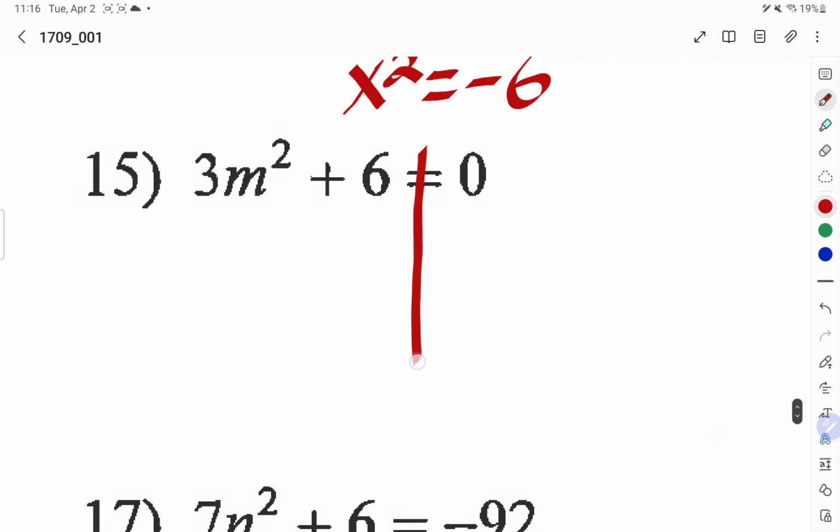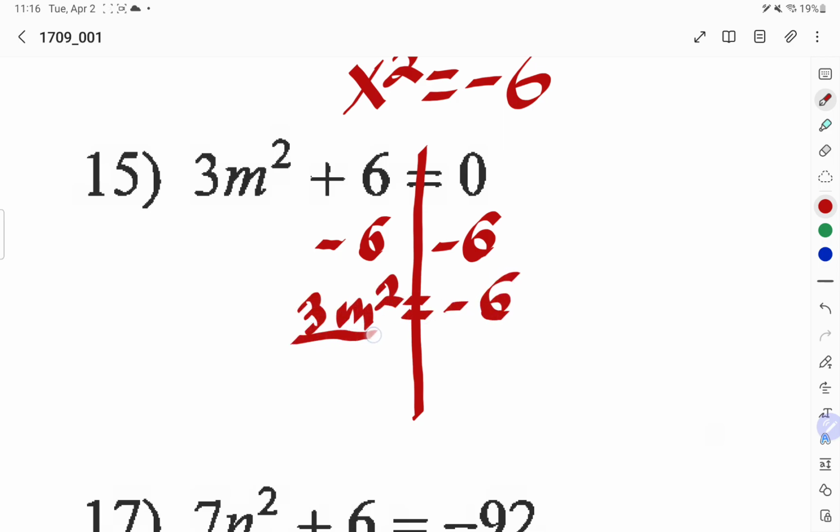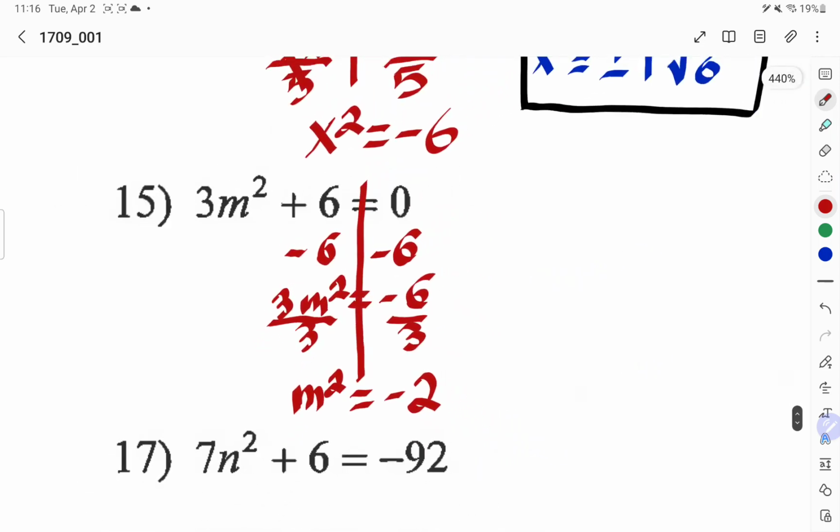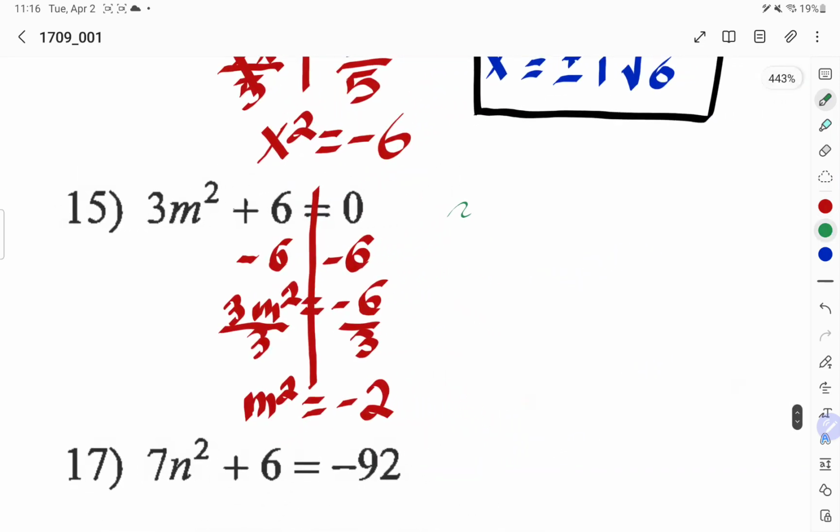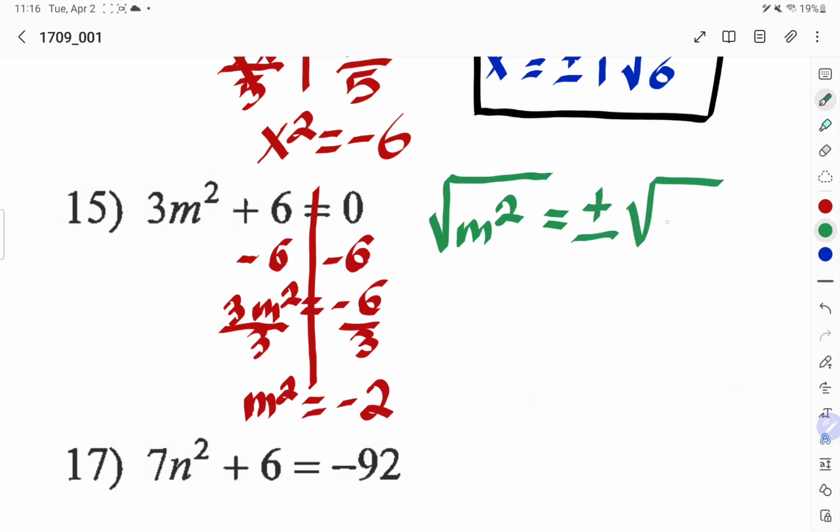So we move everything to the right. So minus 6, minus 6. Now we have 3m squared equals negative 6. Divide both sides by 3. And I have m squared is equal to negative 2. We're going to go ahead and square root both sides. So it's going to be m equals plus or minus the square root of negative 2.